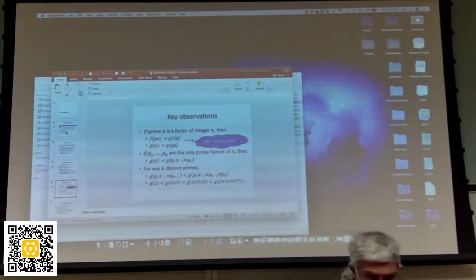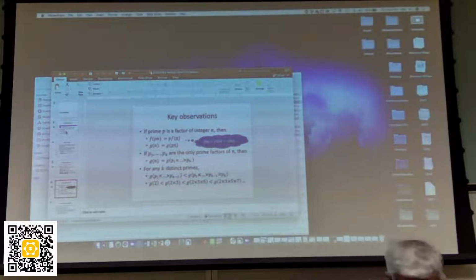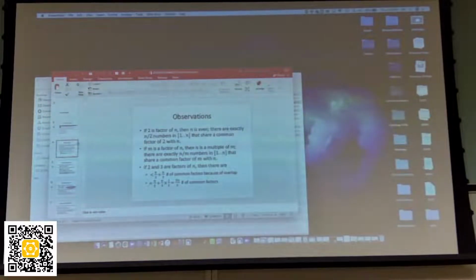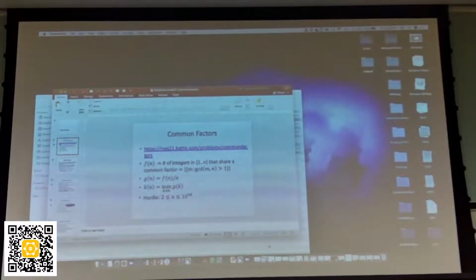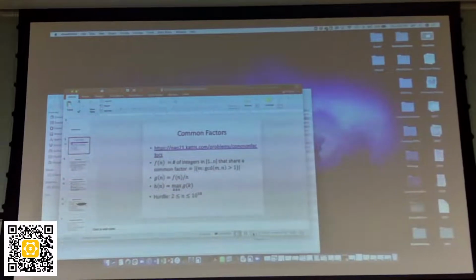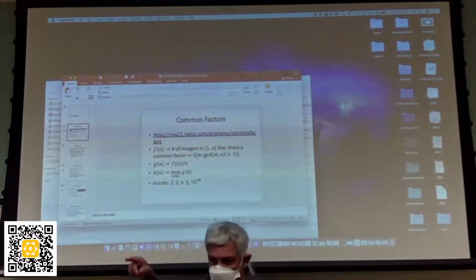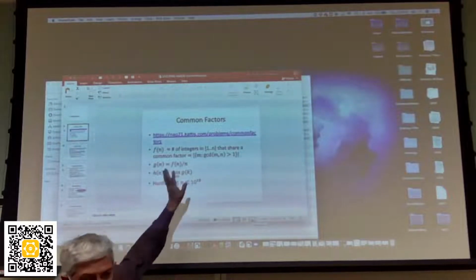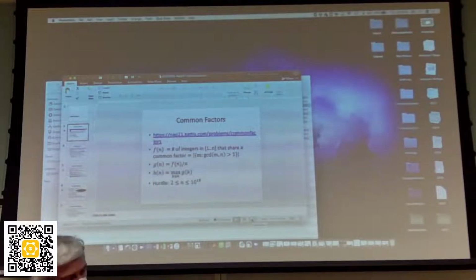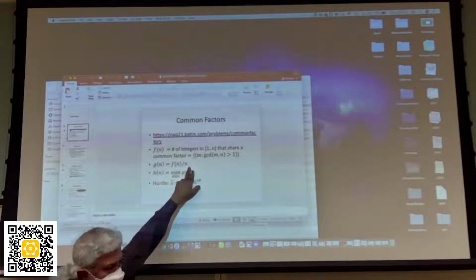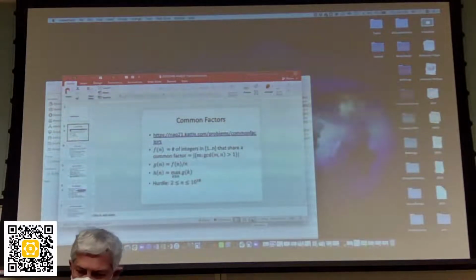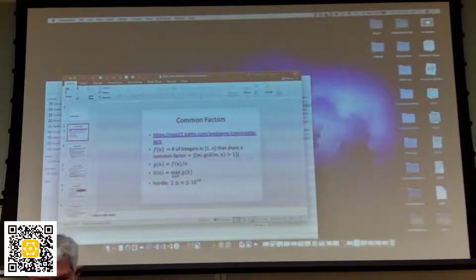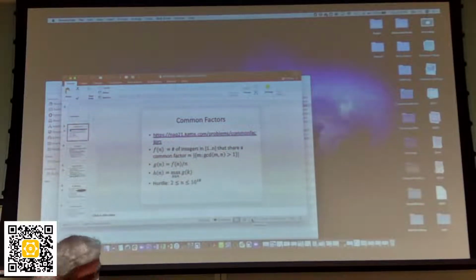So you're given a number n, and you're first told that f of n is the number of integers that have common factors with n, okay? And g of n is f of n divided by n, which means it's the fraction of numbers that have common factors with n, okay?